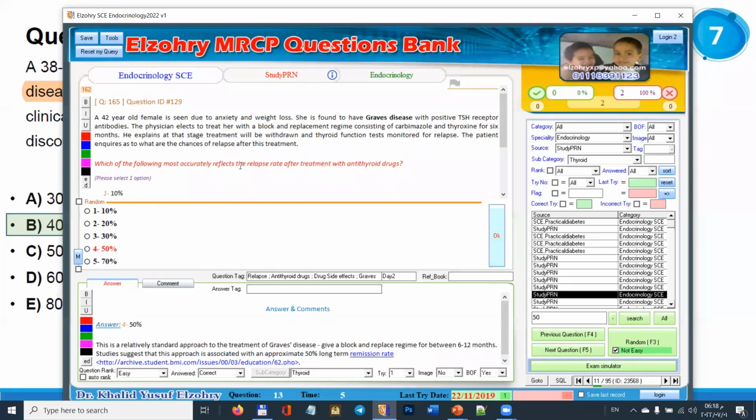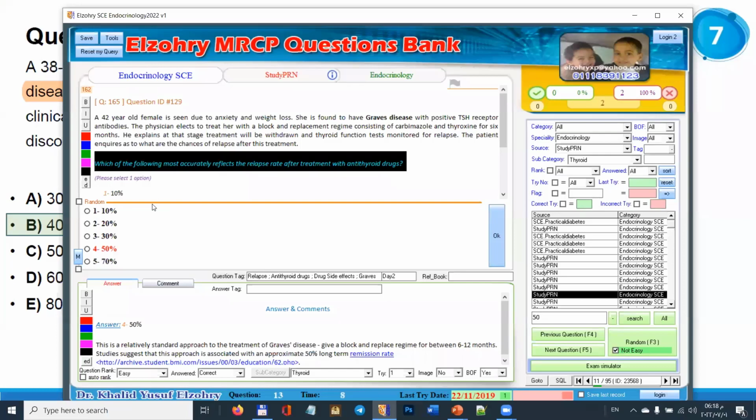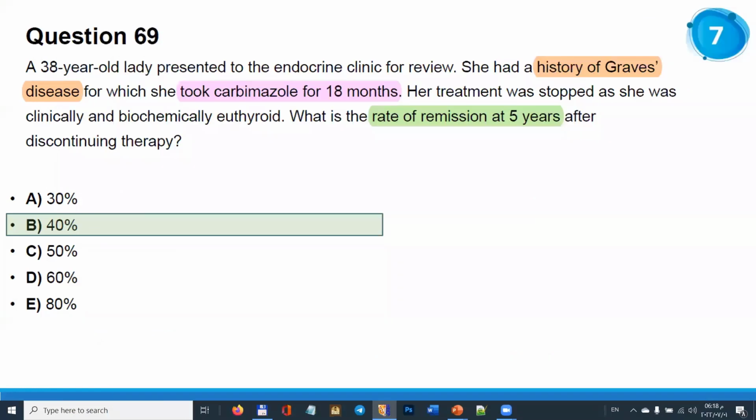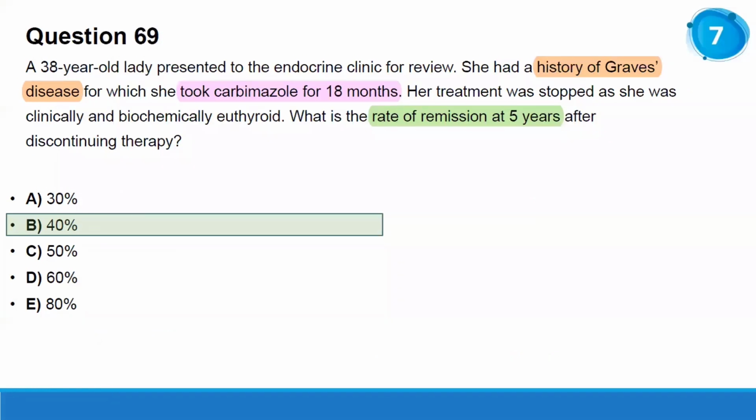What most reflects the relapse rate after the treatment with antithyroid? There is no 60%. So you should choose according to the numbers. For example, in this situation, if there is no 40%, 35, for example, I will choose 50%. So you will choose according to the most accurate number.